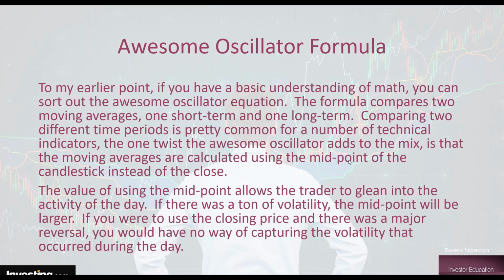To my earlier point, if you have a basic understanding of math, you can sort out the awesome oscillator equation. The formula compares two moving averages, one short-term and one long-term. Comparing two different time periods is pretty common for a number of technical indicators. The one twist the awesome oscillator adds to the mix is that the moving averages are calculated using the midpoint of the candlestick instead of the close.